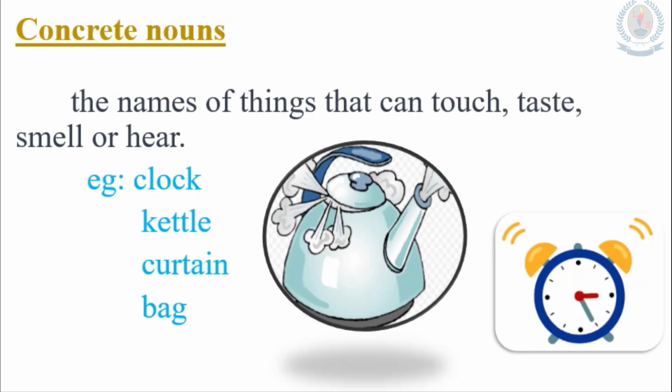Concrete nouns. Concrete nouns means the opposite of abstract nouns. The names of things that we can touch, taste, smell, or hear. For an example, clock, we can touch it. Kettle, we can touch it. Curtain, we can touch it. And also bag.